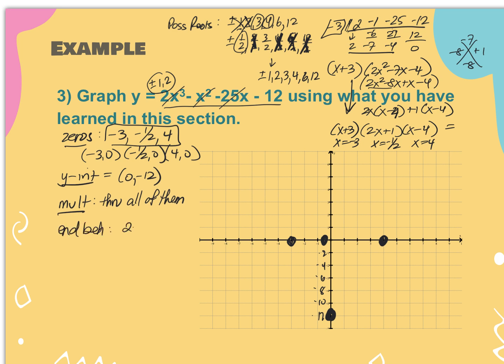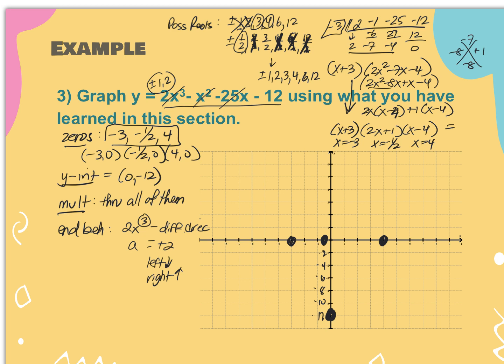So it starts out with 2x cubed. Since this is odd, my ends go in different directions. And because a equals a positive 2, I know that the left goes down and the right goes up. So I have everything I need to graph my graph, okay?